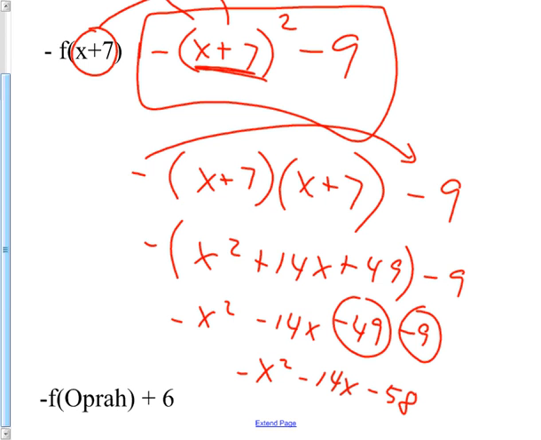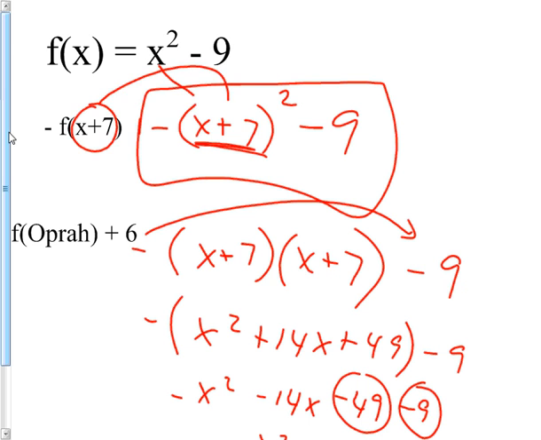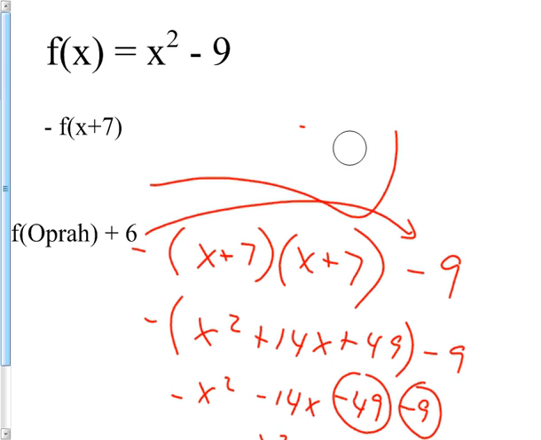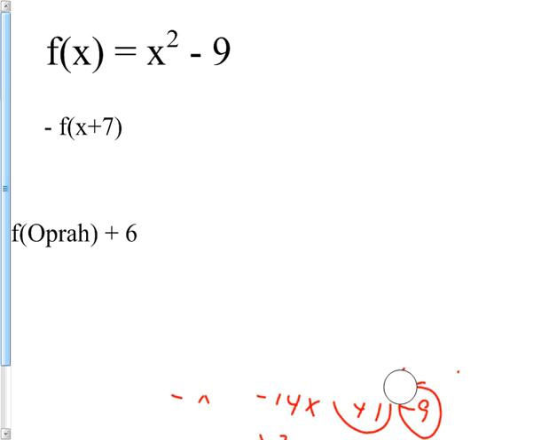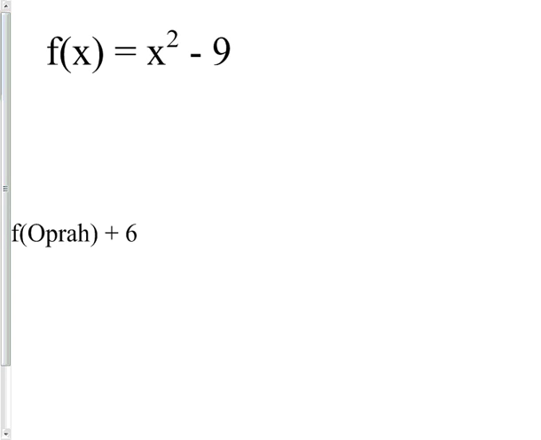Okay. Now, here's the tougher one. Instead of f of x or f of 2, I want you to figure out the answer to f of Oprah plus 6. I'm guessing this is the only time that you have evaluated Oprah on your math assignment. Your answer will have an Oprah in it. This is not the question now. This is the question now.